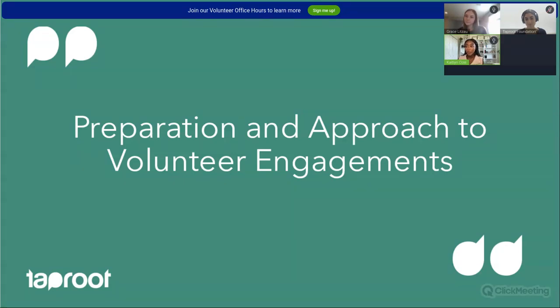And from there, Taproot almost like removes themselves from the picture. So you're able to do the pro bono work and the workflow that you already know how to do. So it allows you to have a lot of autonomy over the situation. And then deliver the awesome marketing work. And at the end of the project, we go back to the Taproot platform and we leave a review for each other. And of course, we're still free to connect on LinkedIn and see if we want to work with each other through Taproot in the future.